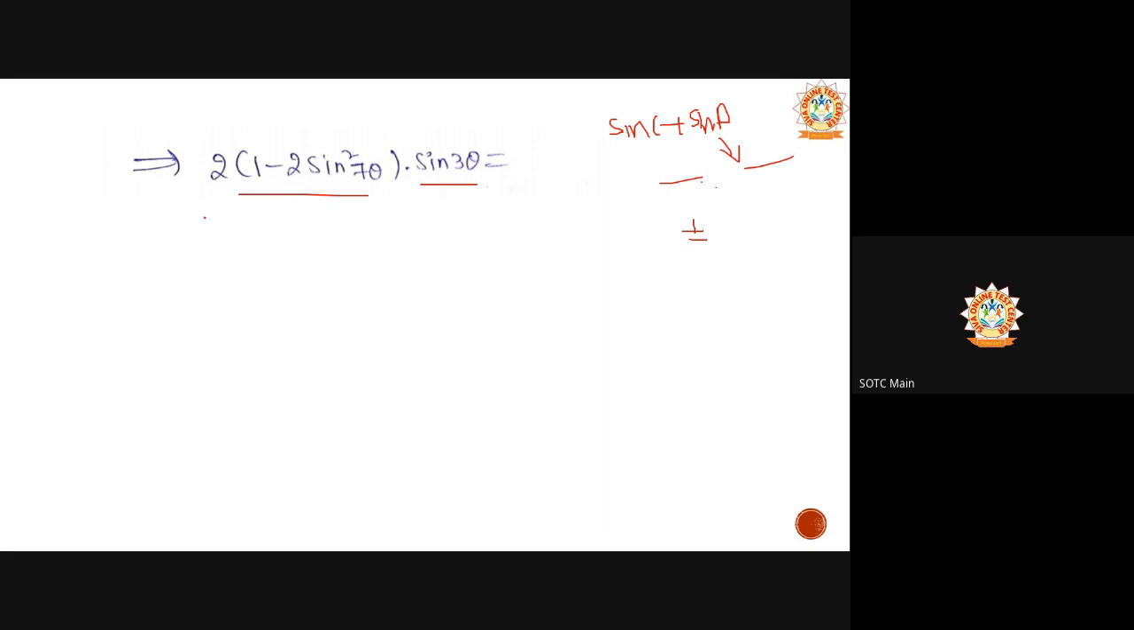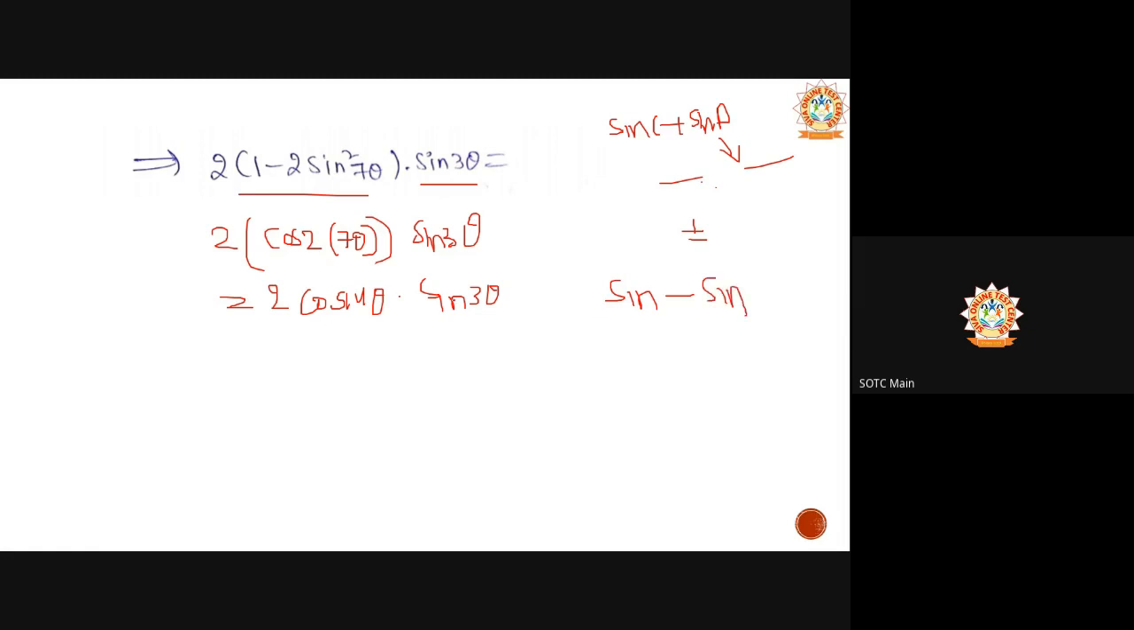So if you solve this thing, what will become? 2 into 1 minus 2 sine square theta. What is that? Cos 2 theta. So what is theta here? 7 theta, right? Sine 3 theta, right? So that is 2 cos 14 theta sine 3 theta. So it is in the form of 2 cos A sin B. Means when will it become? 2 sines are subtracted, 2 sin minus sin, cos sin is coming. Right? So what will become?